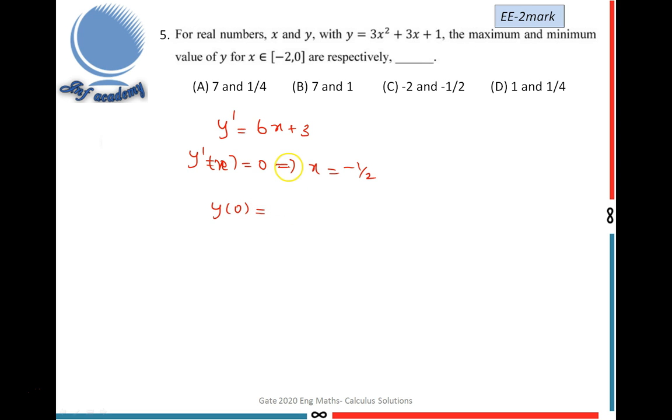Y of 0 equal to 1. Y of minus 1 by 2 equal to 1 by 4. And y of minus 2, here minus 2 is an end point, y of minus 2 equal to 7. What is the maximum value? This is the maximum value of y, and the minimum value is 1 by 4. So the maximum is 7 and the minimum is 1 by 4. So the answer is option A. Option A is the correct answer.